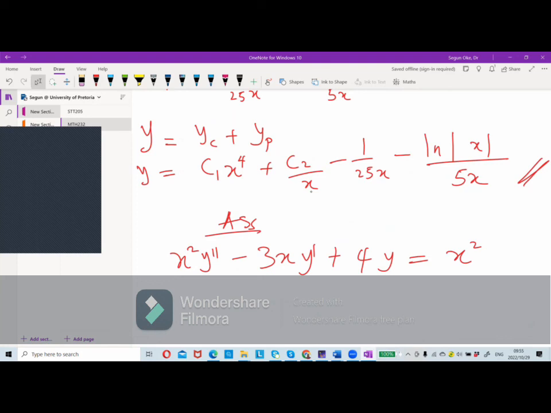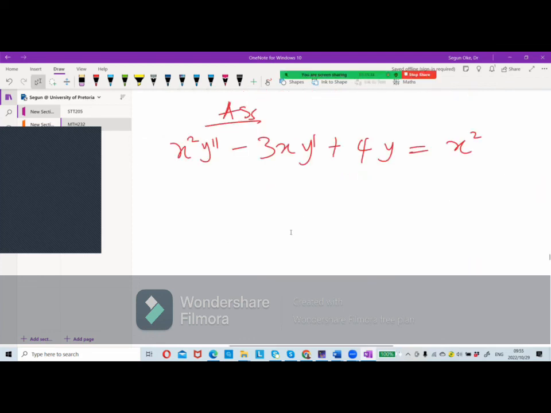Get your m, get your yc. From your yc, you get your y1 and y2. Differentiate your y1, differentiate your y2. Get your g over x squared ready. Then substitute them into your Wronskian determinant. Then get your final answer. You do it very well. I will write the final answer here.